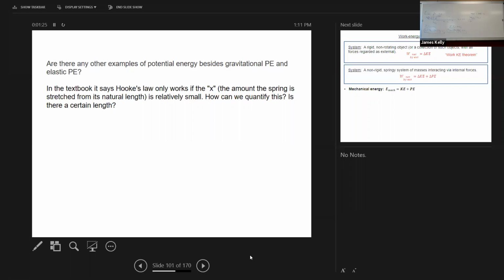So yeah, the answer is yes, there are other examples of potential energy besides gravitational and spring potential energy. We're just not going to talk about them in Physics 110. We'll have 3 different examples of these functions, and that gives us a variety of problems, but we don't want to exhaustively think about it.